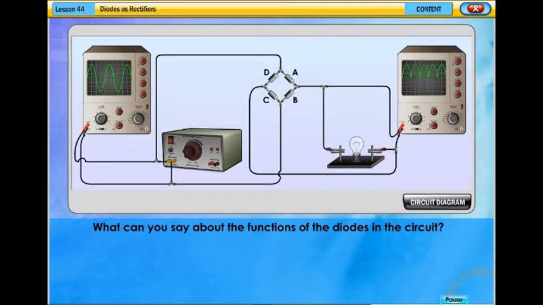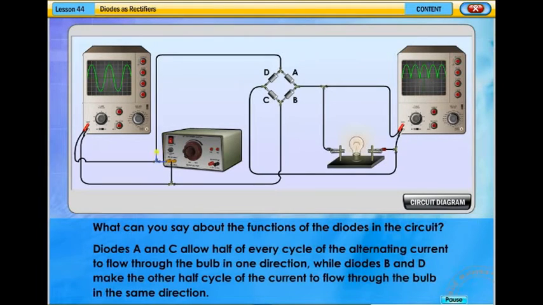What can you say about the functions of the diodes in the circuit? Diodes A and C allow half of every cycle of the alternating current to flow through the bulb in one direction, while diodes B and D make the other half cycle of the current flow through the bulb in the same direction.